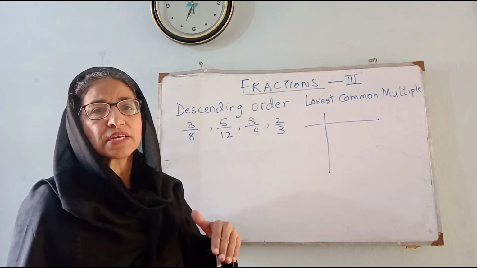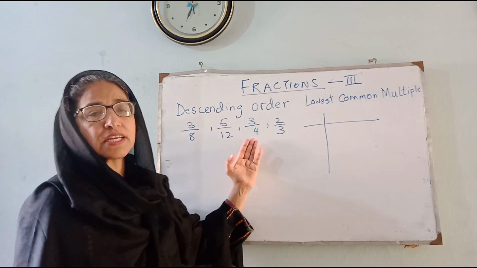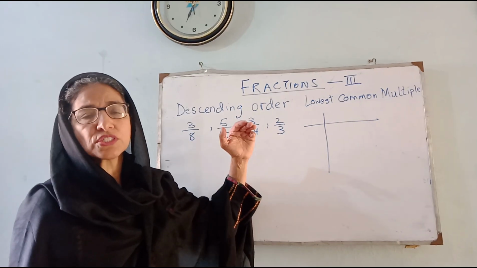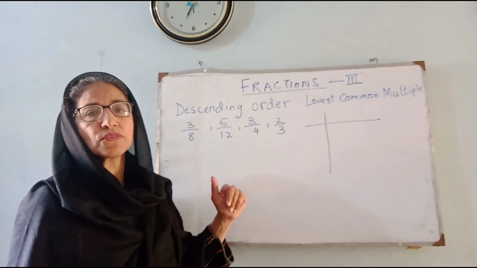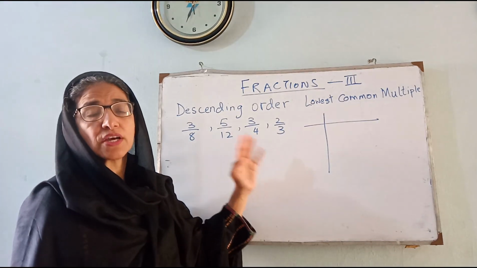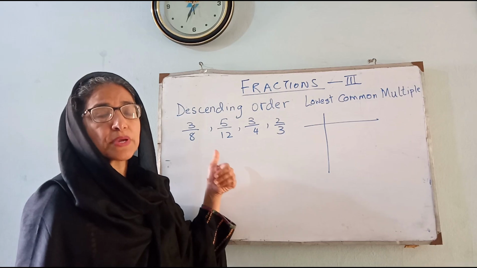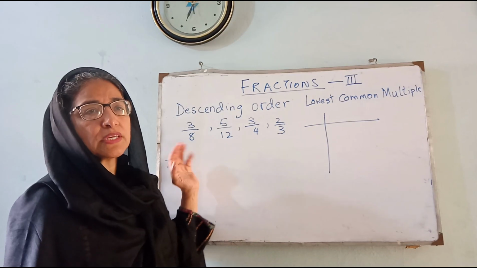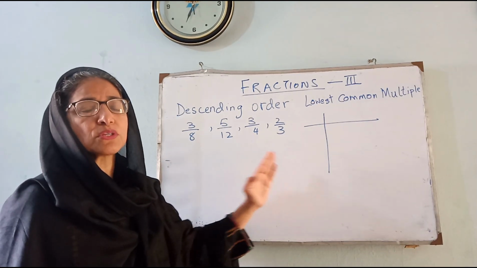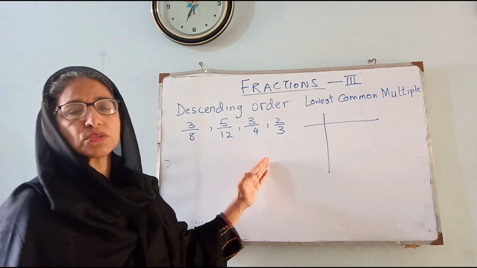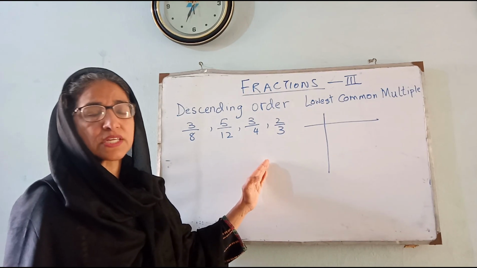Descend means coming down. In fractions, descending means that from the bigger fraction you have to write the smaller fraction. If you are given a number of fractions, you arrange them such that your biggest fraction is number 1, and then the fractions decrease.